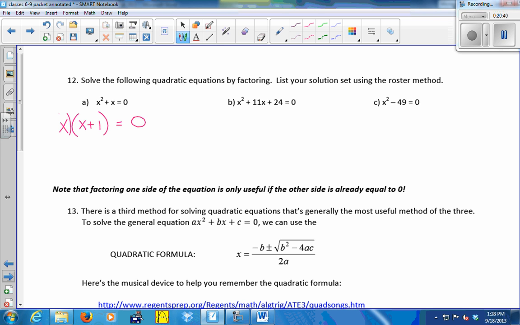So now I have a product. I'm multiplying two things together, x and x plus 1. The answer is 0, so one of these two things has to be 0. Either x is 0 or x plus 1 is 0. And then you solve the two equations. So we get x equals 0 or x equals -1. Those are both solutions to the equation.